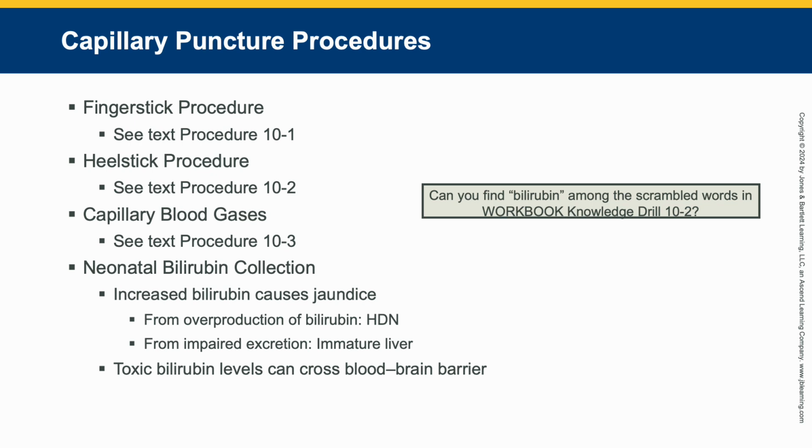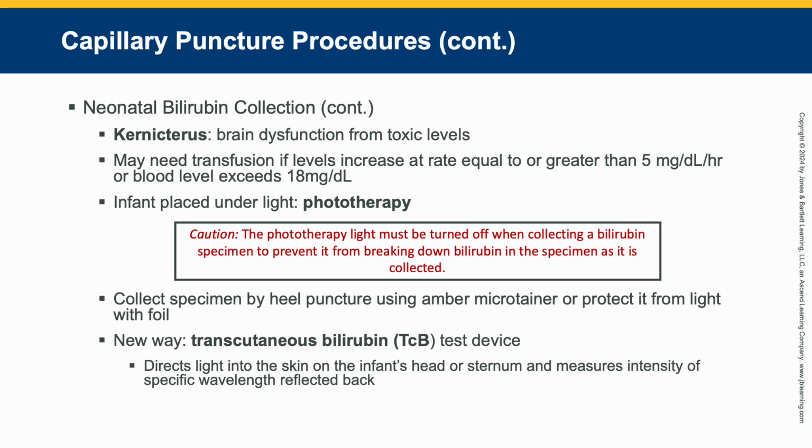So hemolytic disease of the newborn or immature liver, both of those cause increased bilirubin for different reasons. In hemolytic disease, they're having overproduction. In immature liver, they're having impaired excretion. They can't release it out well enough, and so it builds up in the blood. The problem with too much bilirubin is that bilirubin can cross the blood-brain barrier, and if you look on the next slide, you'll see the actual sickness that it causes.